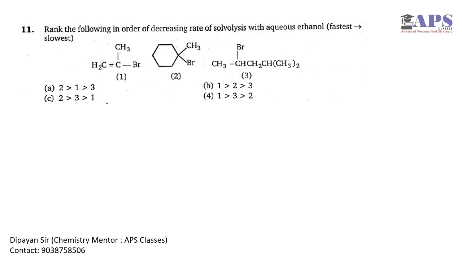So this is question number 11. The question is: rank the following in order of decreasing rate of solvolysis with aqueous ethanol from fastest to slowest. So solvolysis or hydrolysis, these kinds of terms will give you a sense of SN1 reaction, and in SN1 reaction, as we know, we have to check carbocation stability.